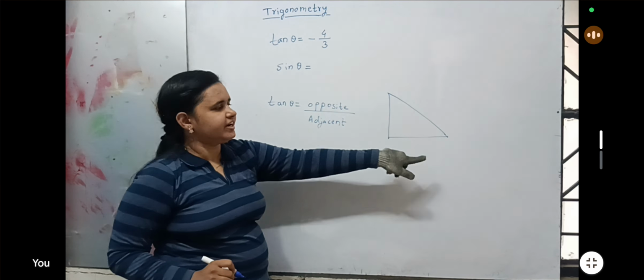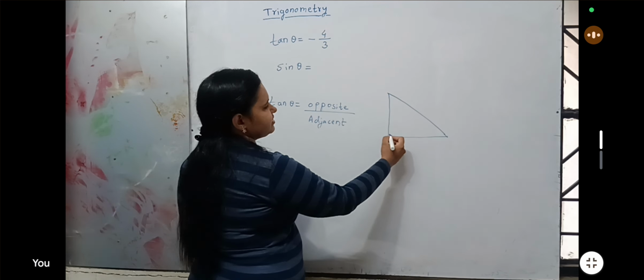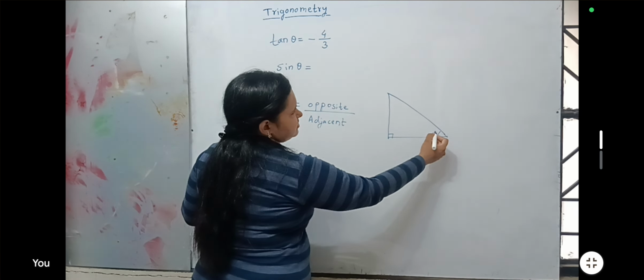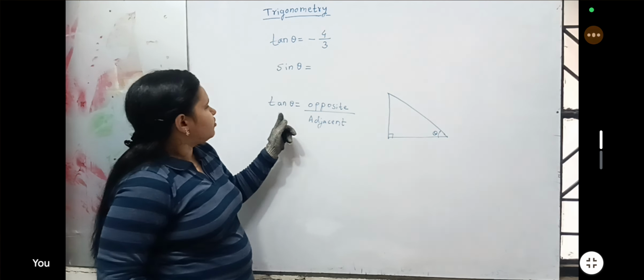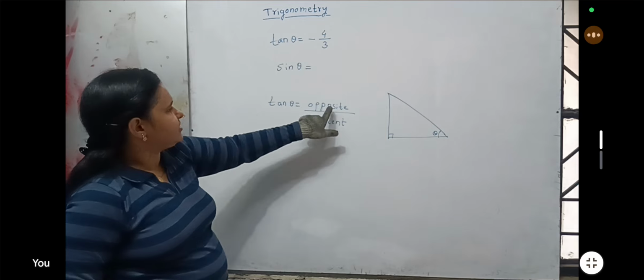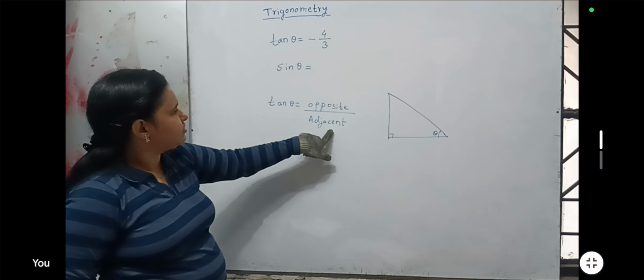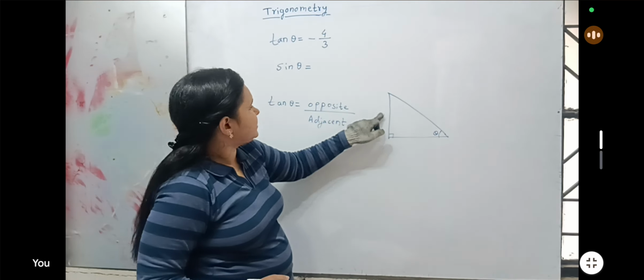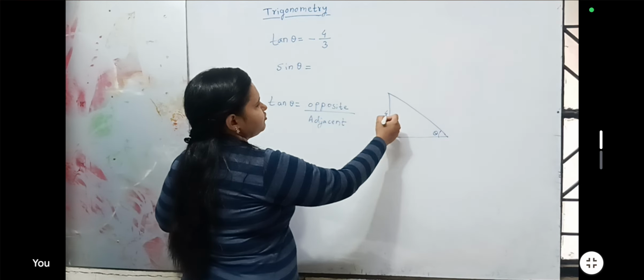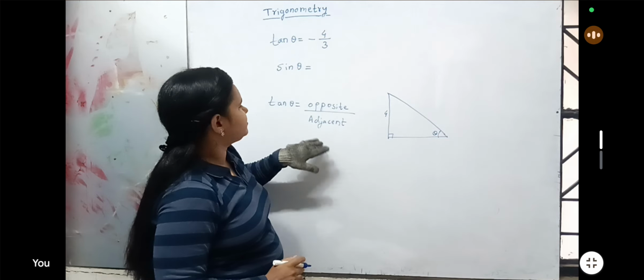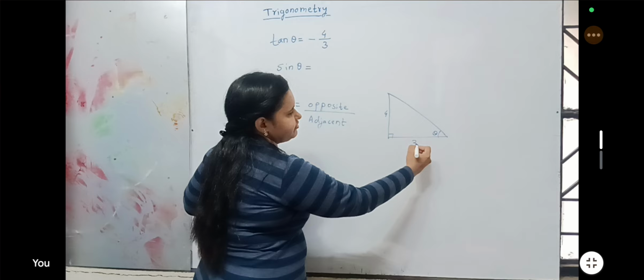So here we make a right angle triangle, and here it is theta. What is tan theta? It is opposite upon adjacent. Theta's opposite side is this one, so it will be 4. And 3 is the adjacent side to theta, so it will be 3.